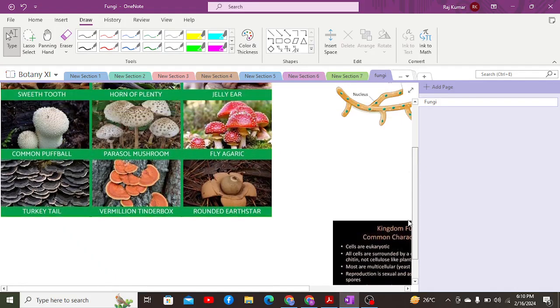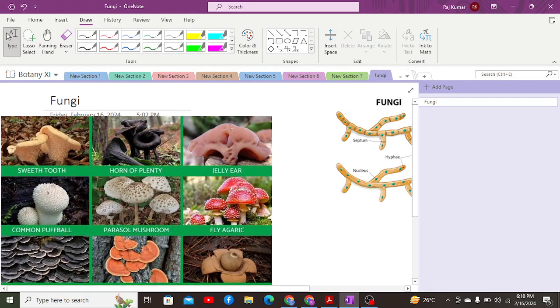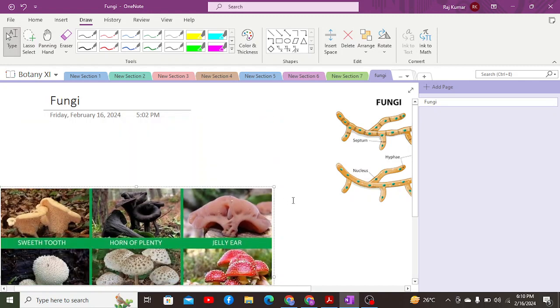Greetings everybody. So today we are going to discuss a new topic, which is the fungi. First we are going to discuss its general characteristics.